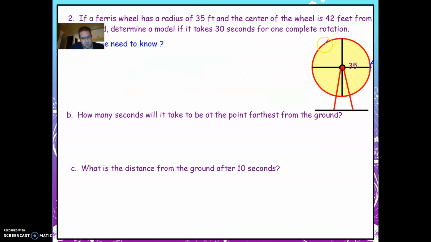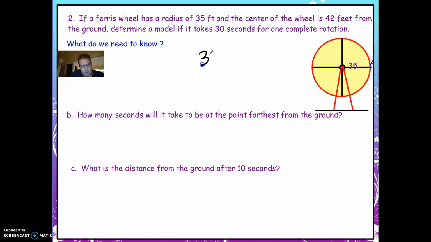A Ferris wheel has a radius of 35 feet and is 42 feet from the center. Determine the model if it takes 30 seconds to complete one rotation. So what do we need to know? We need to know how many degrees it's doing per second. Let me move myself down. So we do 360 degrees divided by 30 seconds equals, oh, I'm sorry, 12. I don't know what I was thinking.